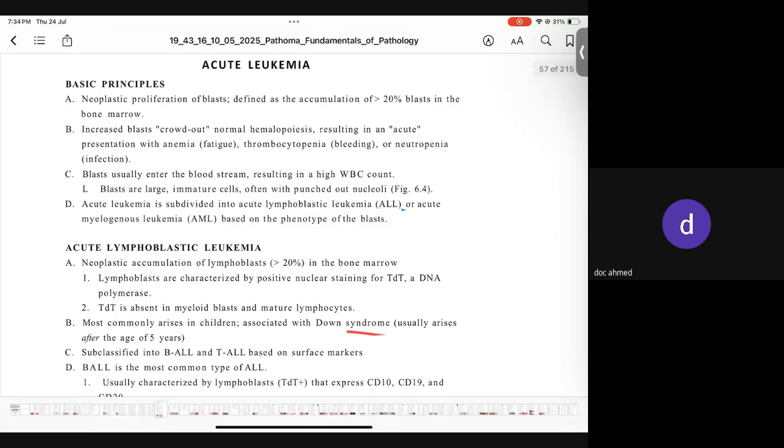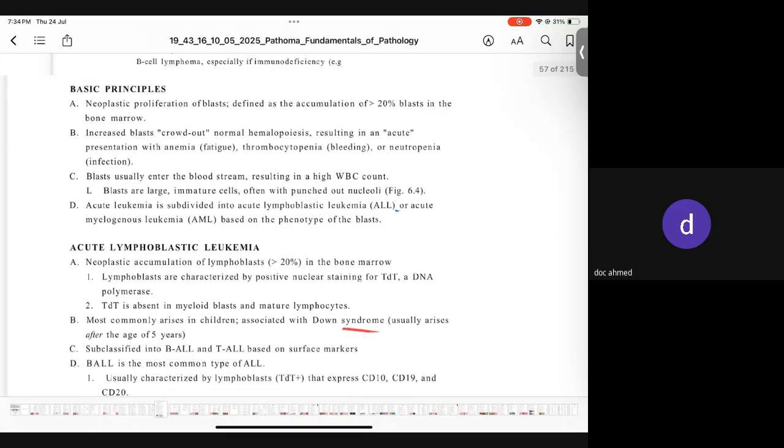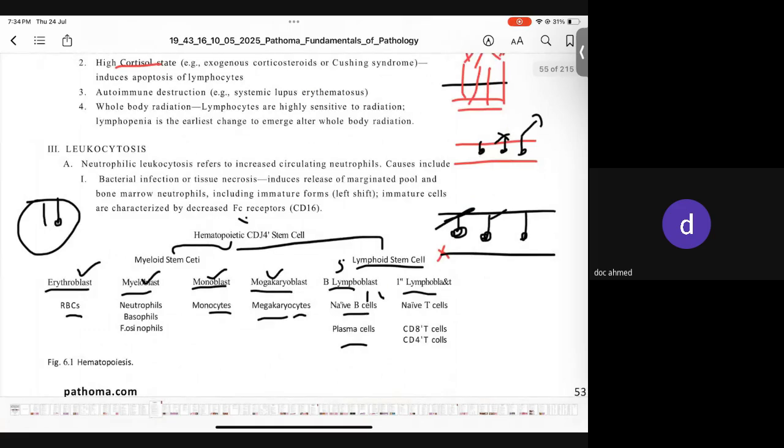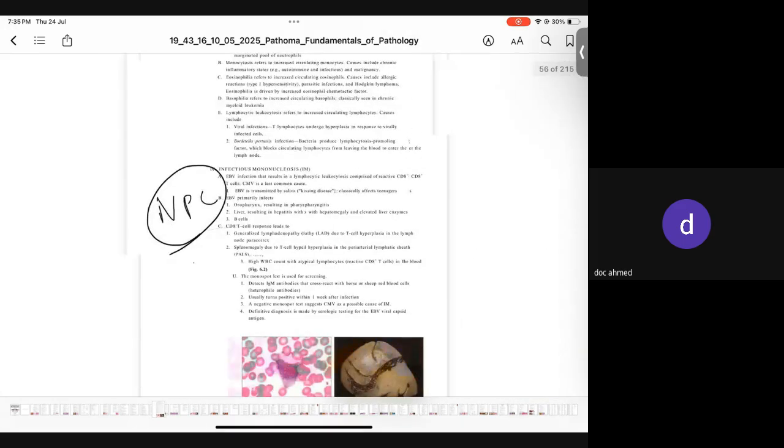So as I discussed, if the blast cells are of the myeloid, let me just show you here. If we have blast cell cancer of erythroblast, we are going to list it under acute myelogenous leukemia. Myeloblast, again, acute myelogenous leukemia. Monoblast, acute myelogenous leukemia. Megakaryoblast, acute myelogenous leukemia. B lymphoblast, acute which leukemia? Acute lymphoblastic leukemia. T lymphocyte, again, that's acute lymphoblastic leukemia. So I think it's clear now, right?